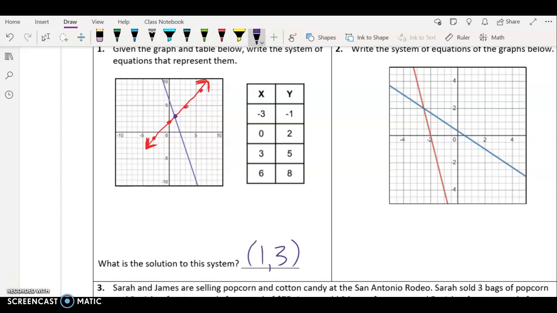1 is the x value of that point, the purple dot that you see there, and 3 is the y value. Now take a moment to try problem number 2. My hint is you probably need to use Desmos for this.